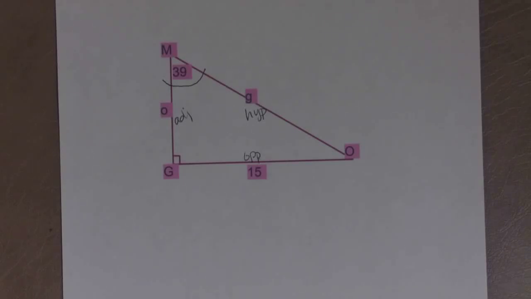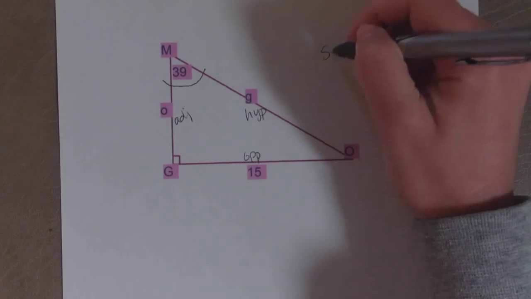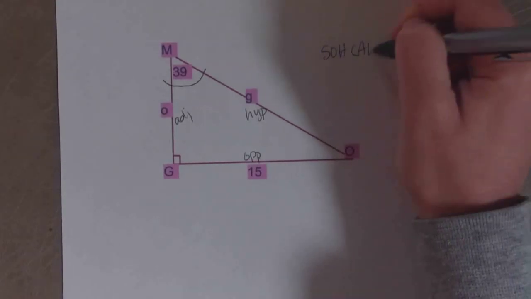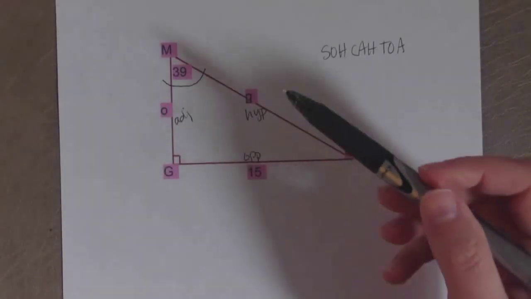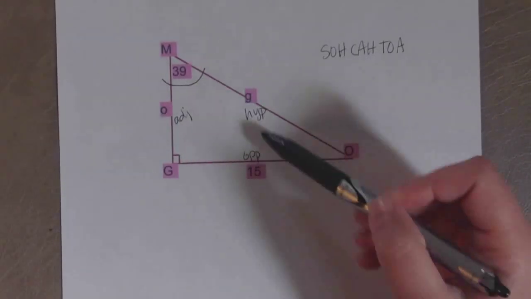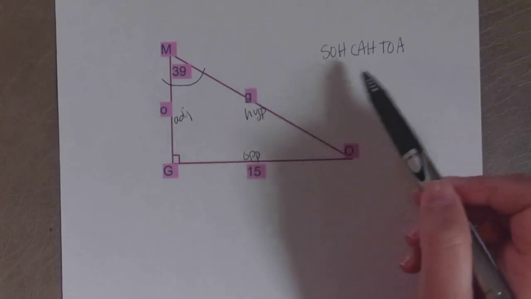So I say we solve for the hypotenuse first. Okay. So, oh, I didn't even write SOHCAHTOA at the top. Oh my gosh, I'm slipping. Right? You want SOHCAHTOA right in front of you.